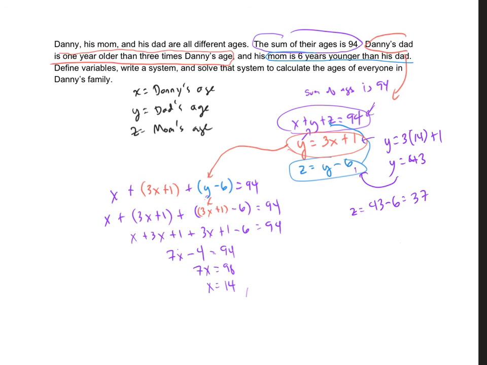So now I have all the numbers, but remember this is a word problem, so I need to write the answer in words. So Danny is 14, Dad is 43, and Mom is 37.